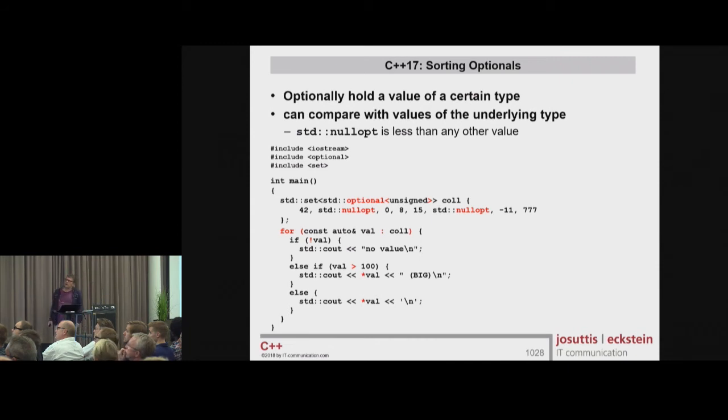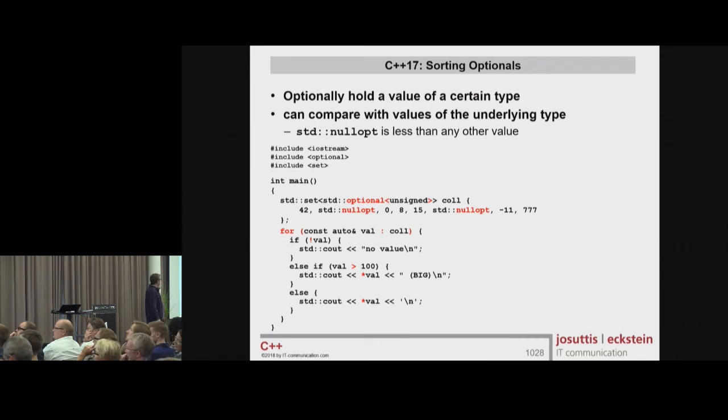And optional can even be sorted. Look at this example. You can say, let's initialize a set of optional unsigned values. The first optional unsigned value is 42. The next one is I have no unsigned value. That's nullopt now. In Boost, it's none. And then I have a couple of other values. Then I have nullopt and minus 11, which gets converted to a very big number. And then 777.